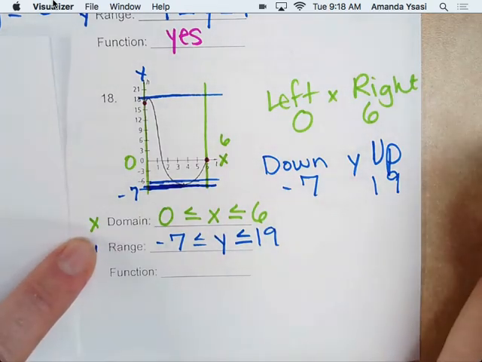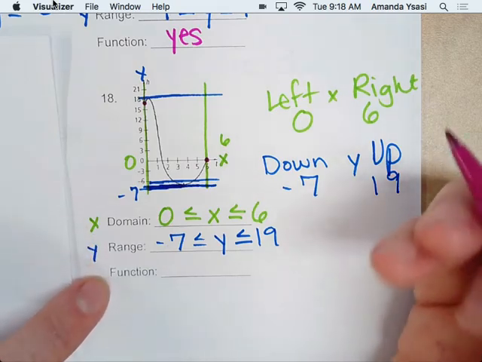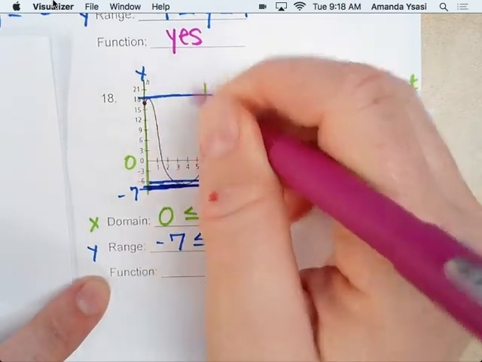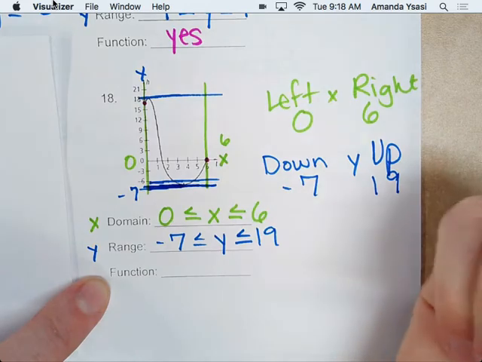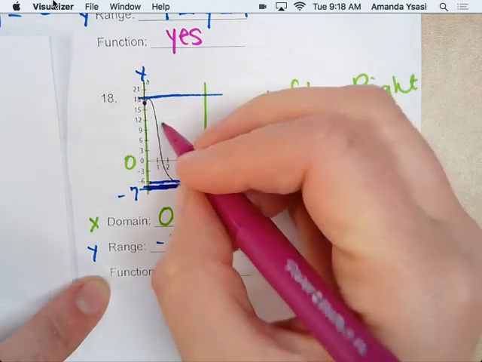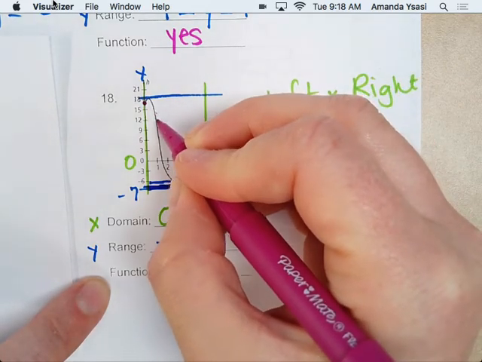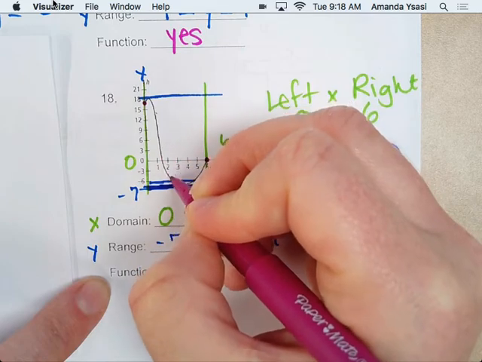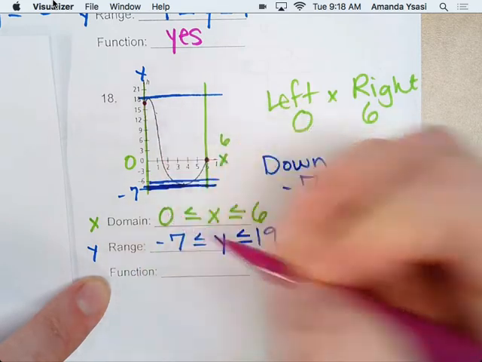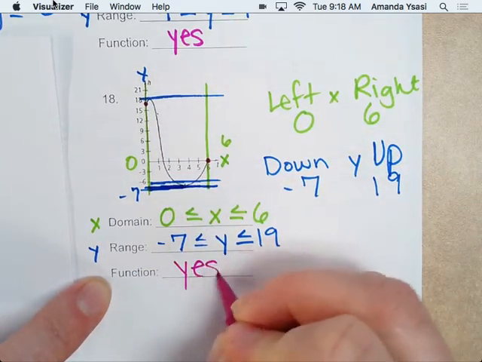And then function. Is it a function? If I were to draw vertical lines, would I touch each point just one time? Yeah, because this is gradually going right. So it's not a straight line. So this is a yes.